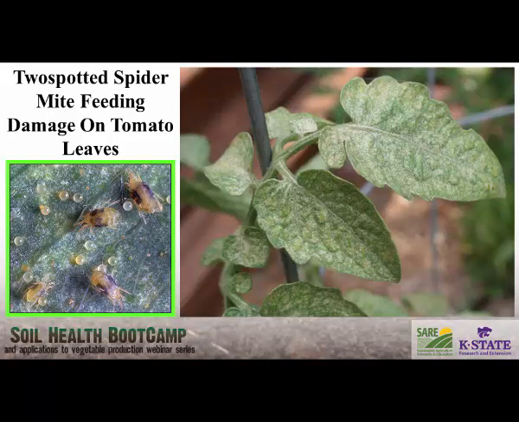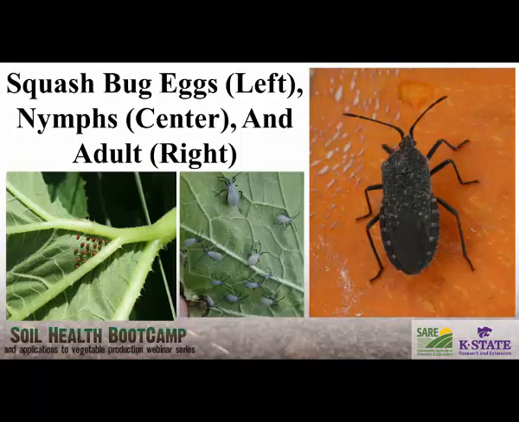This image shows both the two-spotted spider mite and damage they can cause to tomato plants. Two-spotted spider mites feed on tomato, squash, pumpkin, and cucumber. Two-spotted spider mite populations tend to be more severe during hot, dry weather. Squash bugs are consistent insect pests of pumpkin and squash. The eggs, the image on the left, are laid on the leaf undersides, and both the nymphs, center image, and adult, image on the right, feed on plants.